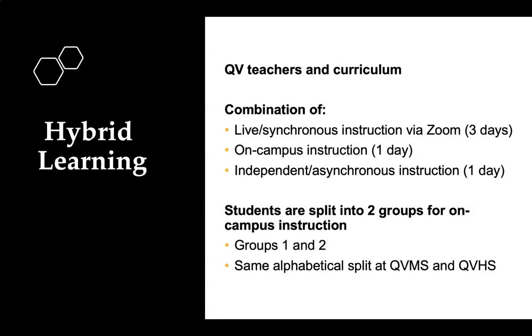Students will be split into 2 groups for on-campus instruction to adhere to the district's health and safety plan. The groups will be organized alphabetically, but the specific alphabetical assignments for groups 1 and 2 have not yet been assigned. It's important to note that the alphabetical split will be consistent between the middle school and the high school, so that families with students in both buildings will follow the same schedules. In the hybrid model, students will only have 1 day of independent asynchronous learning.